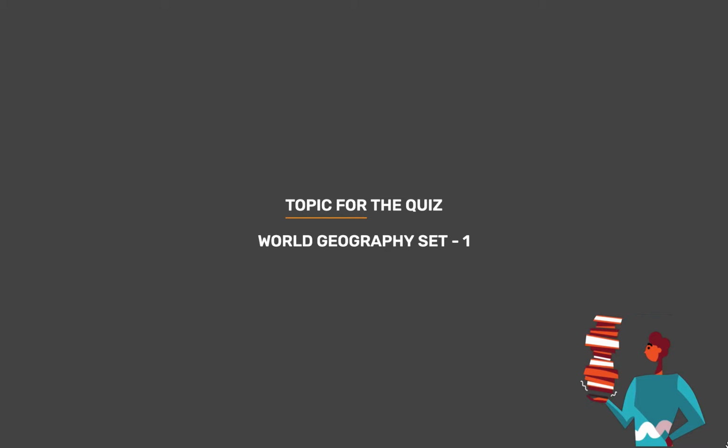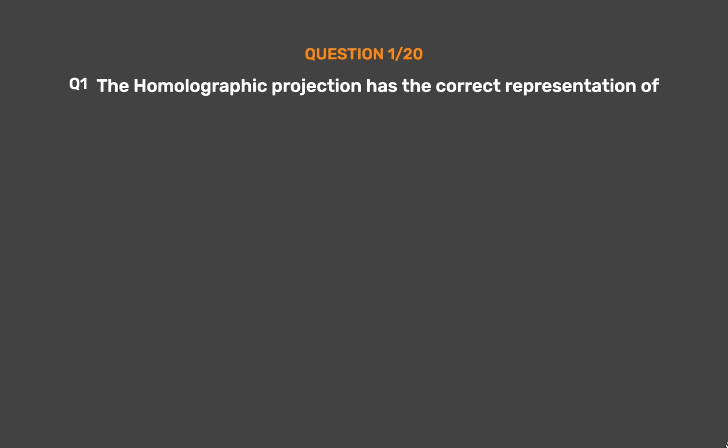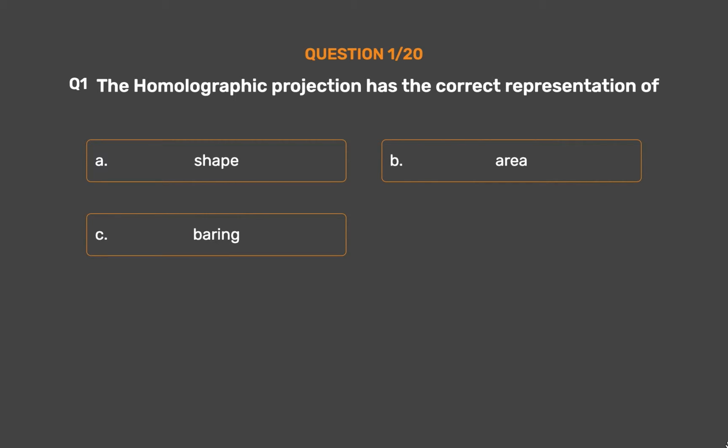Topic for today's quiz is World Geography Set 1. Question number 1. The homolographic projection has the correct representation of Option A. Shape. Option B. Area. Option C. Bearing. Option D. Distance. The correct answer is Option B.